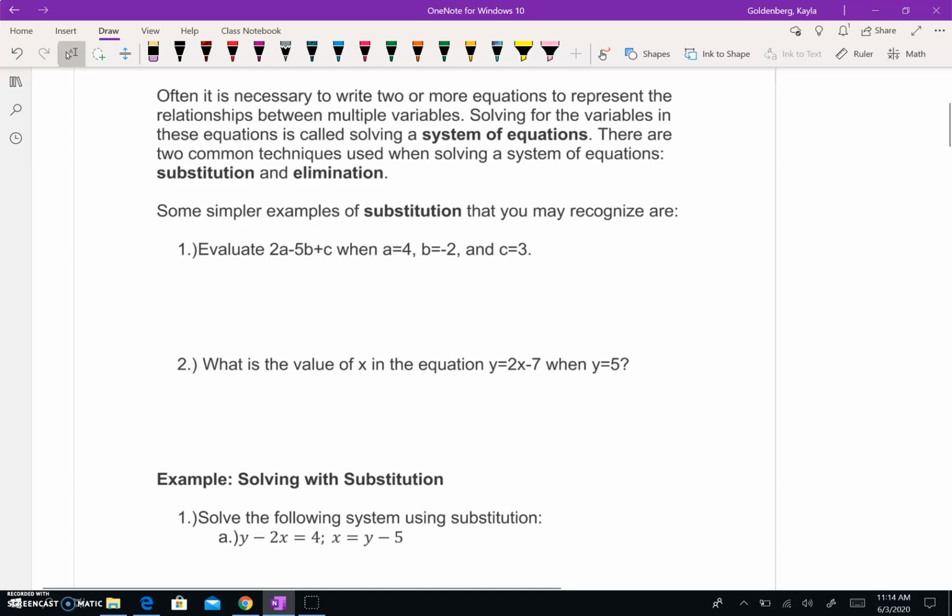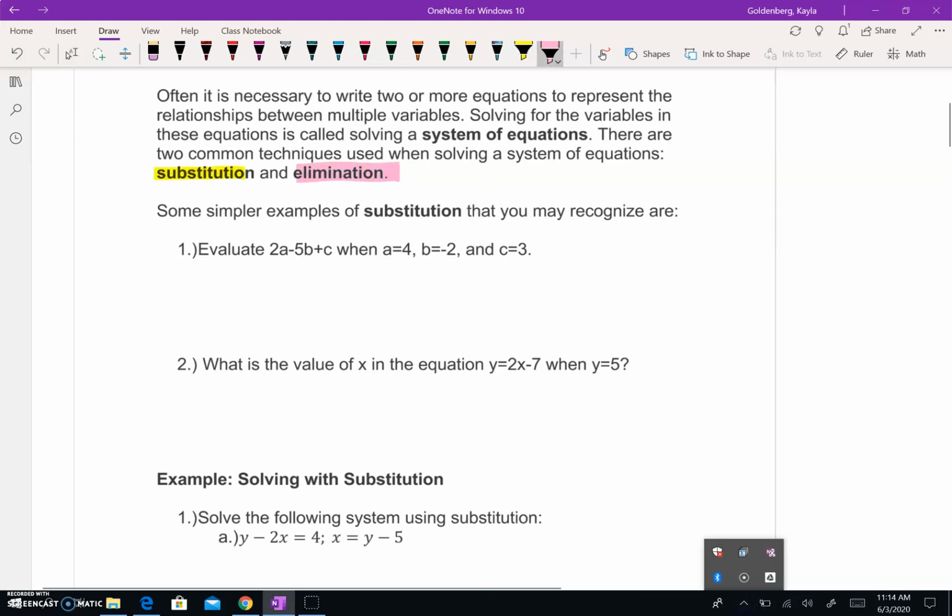So oftentimes it's necessary to write down 2 or more equations to represent a relationship between variables. Oftentimes in real life scenarios, one variable is not enough to represent a situation. So solving for the variables in these equations is called solving a system of equations. There are 2 common techniques that are used when solving a system of equations. They're called substitution as well as elimination.